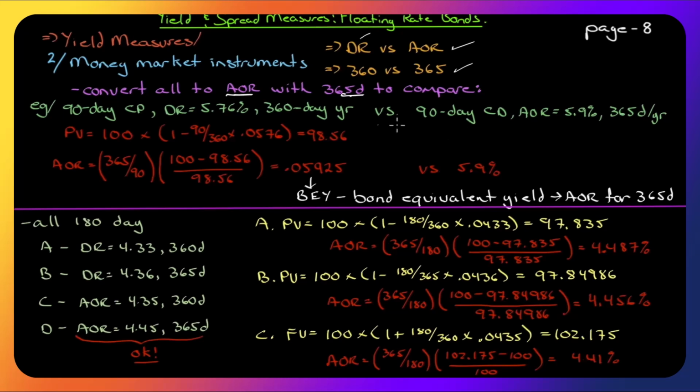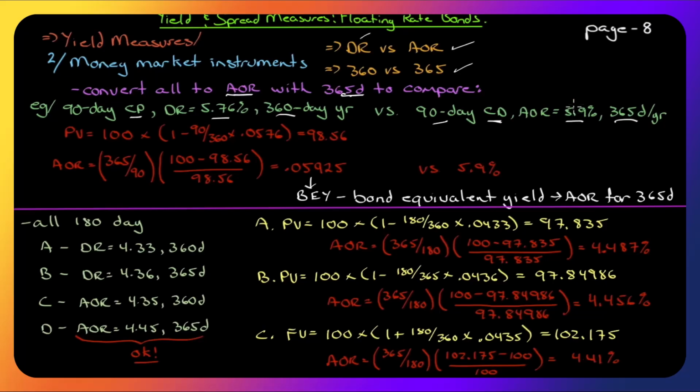And when we just look at them right away, let's see if we can figure out which one we like better. Let's take 90-day commercial paper, quoted at a discount rate of 5.76% on a 360-day year. And we're going to compare that with 90-day certificate of deposit. 90 days, 90 days. It's got an add-on rate of 5.9% on a 365-day year. So if we were just looking at the rates, well, they're both 90 days. This is a discount rate of 5.76. This is an add-on rate of 5.9. This is 360 days. This is 365. Which one would you pick?